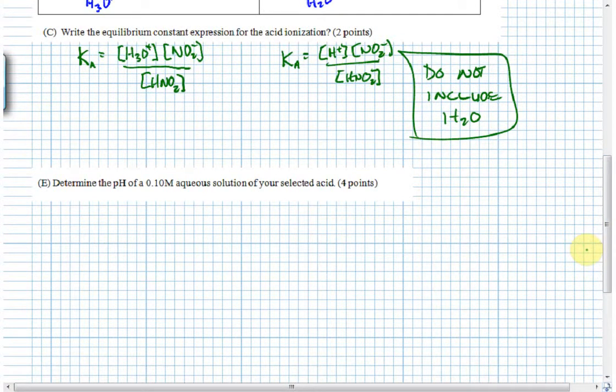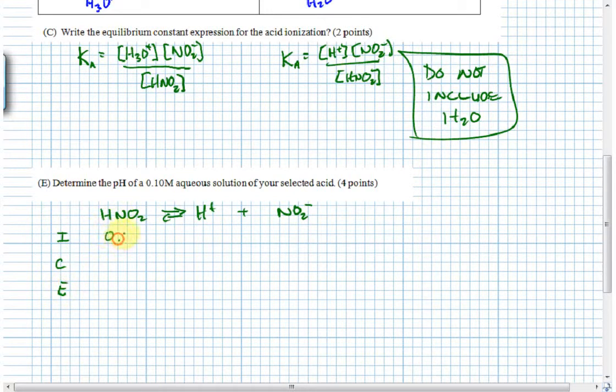Determine the pH of a 0.10 molar aqueous solution of your selected acid. Again, we'll keep going with our nitrous acid example. So HNO2 goes to H plus and NO2 minus. Again, everything is in aqueous solution. We'll use our shorthand version. Again, ICE is nice.